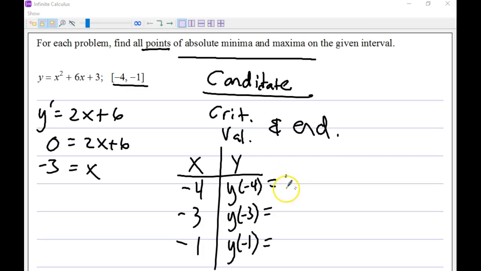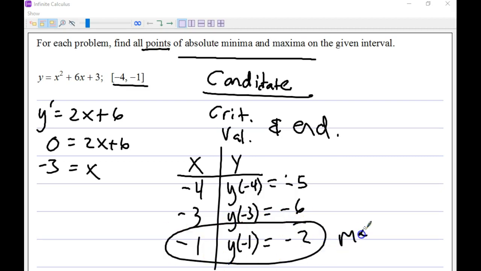Okay. 16 minus 24. What's 16 minus 24? -8? Yeah. Plus 3 is -5. 9 minus 18 is -9. Plus 3 is -6. And then 1 minus 6 is going to be -5 plus 3. Okay, so which of these is my max? -2. So y equals -2. Oh yeah. And what's my min? -6.